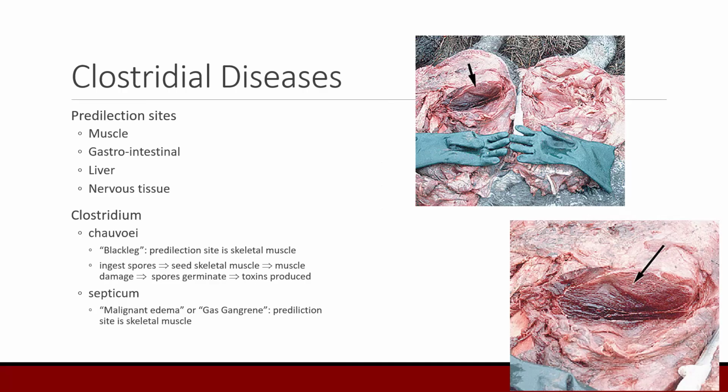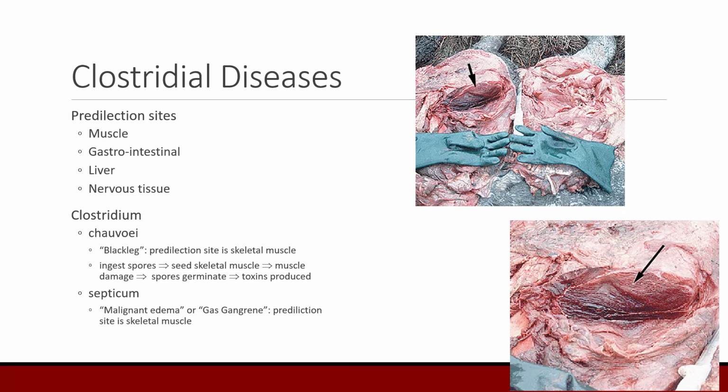So the predilection site for this Clostridium chauvoei is in skeletal muscle. So, etiology. Animal ingests the spore of this Clostridial bacteria. That spore migrates into its predilection site, wants to go to the skeletal muscle. Once it goes to the skeletal muscle, it causes muscle damage. Those spores germinate. And then when those spores germinate, it produces toxins. Okay.